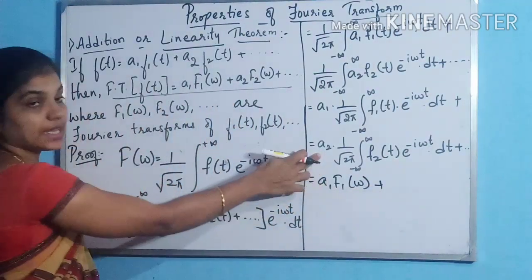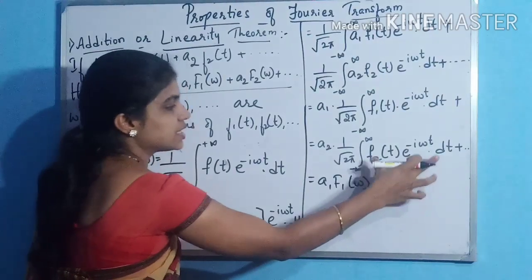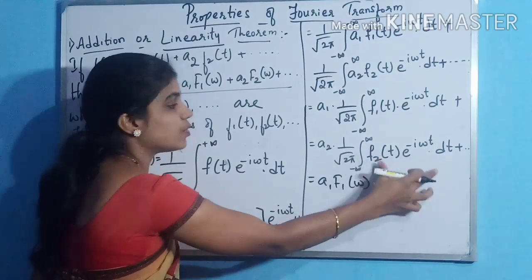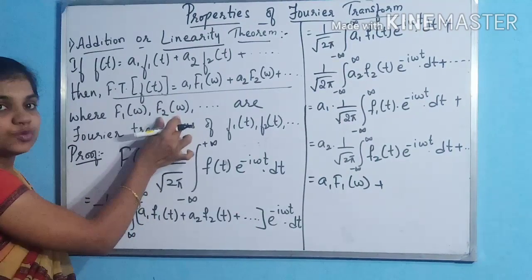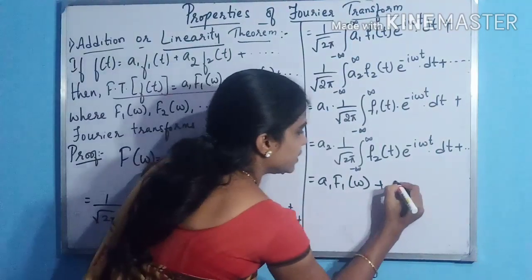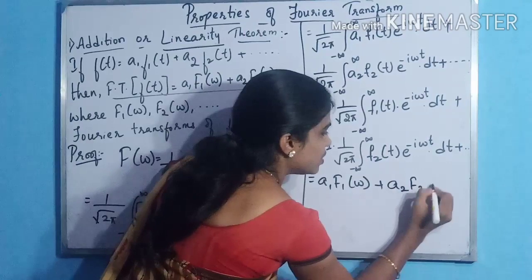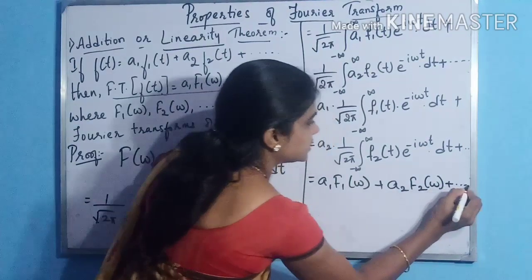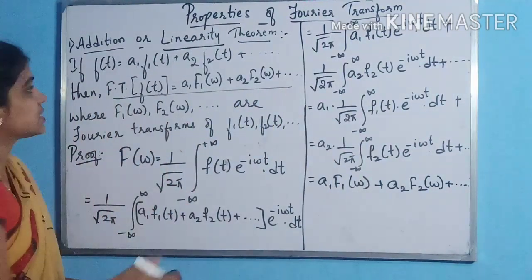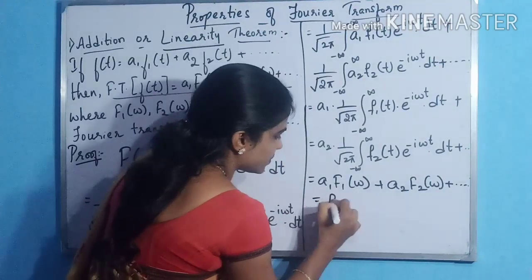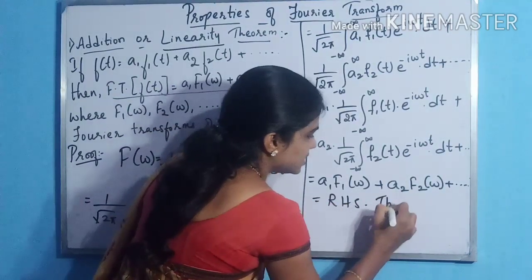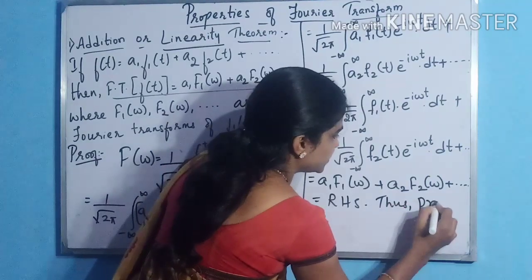Plus similarly a2. What is this? This is the Fourier transform of f2 of t, which is nothing but F2 of omega. So I have it as a2 F2 of omega, plus and so on. What is this? This is nothing but our RHS. So this is equal to RHS, thus proved.